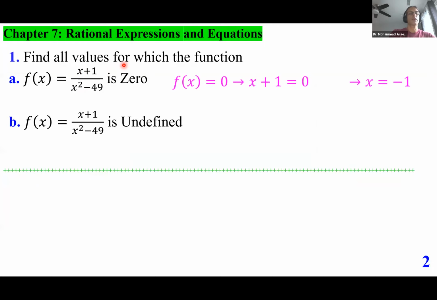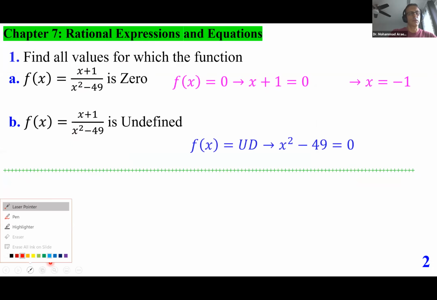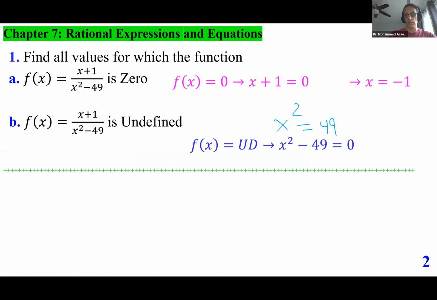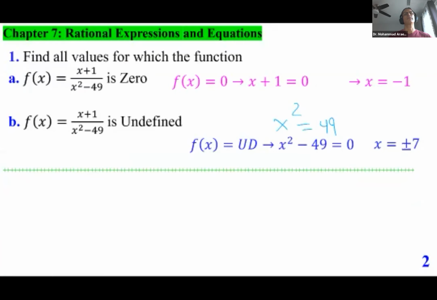A fractional expression is undefined when the denominator is 0. So you set the denominator equal to 0. X squared becomes 49, and x becomes plus minus 7.